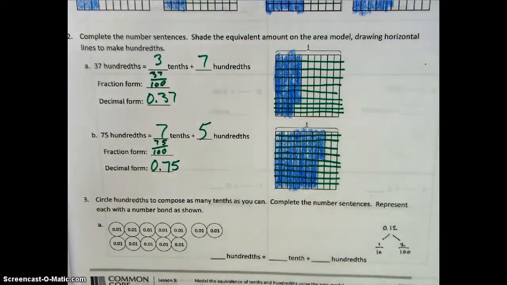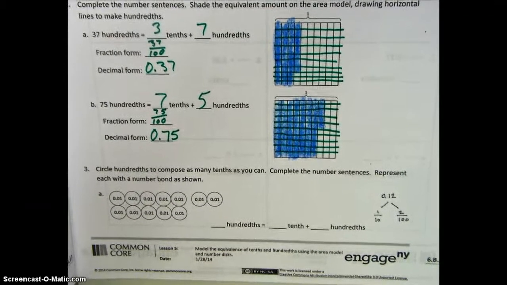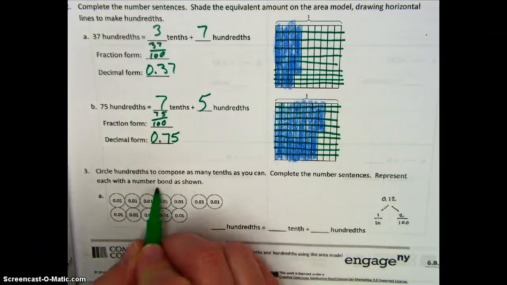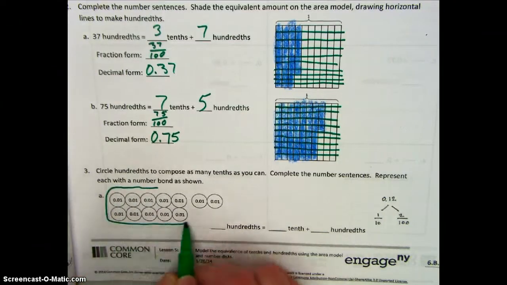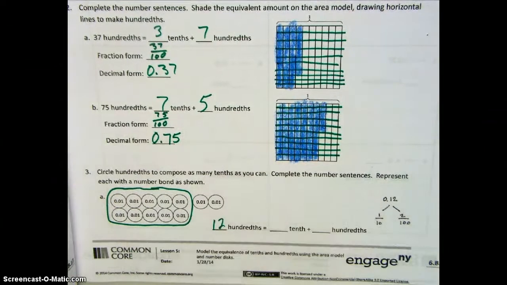Okay, moving on to number 3 here. We're going to circle hundredths to compose as many tenths as we can. We're going to complete the number sentences and represent each with a number bond as shown. You can see the first one's been started for us a little bit. So we're going to make a group of 10 hundredths. And we can see that we have a total of 12 hundredths.